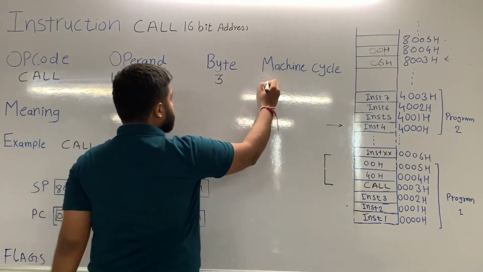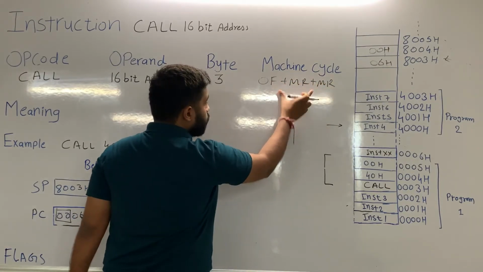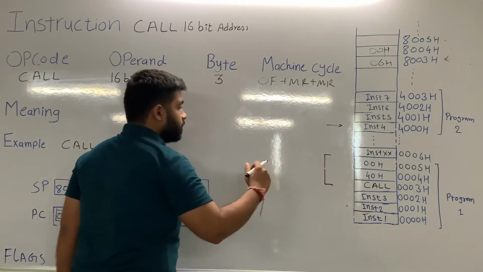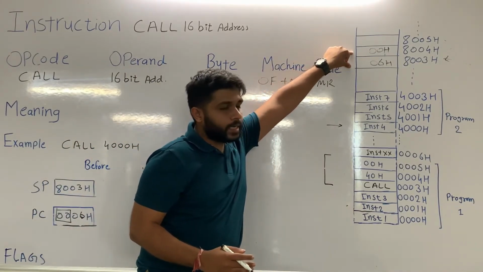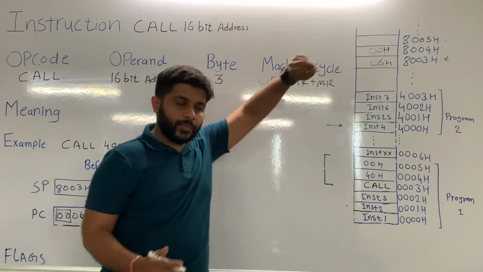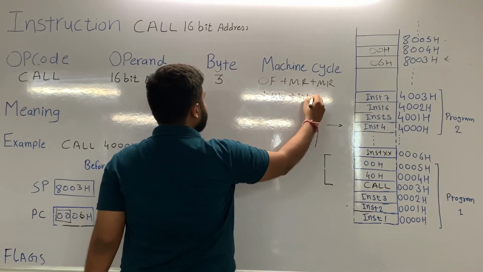So how many machine cycles? Opcode fetch plus memory read plus memory read. This is for this instruction only. After that, during the execution, the processor has stored 2 data into the stack, into the memory location. To store, it has to perform 2 machine cycles, that is memory write and memory write.